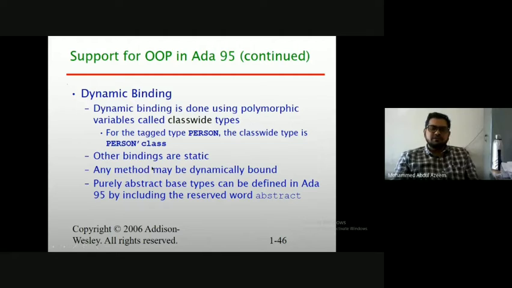Other binding that it allows is static binding. Also, it allows any method to be dynamically bound here. Methods are basically bound here at the runtime itself. Purely abstract base types can be defined in Ada 95 by including the reserved word abstract. You have the abstract keyword like how you have it in Java, with the help of which you can define abstract methods as well.